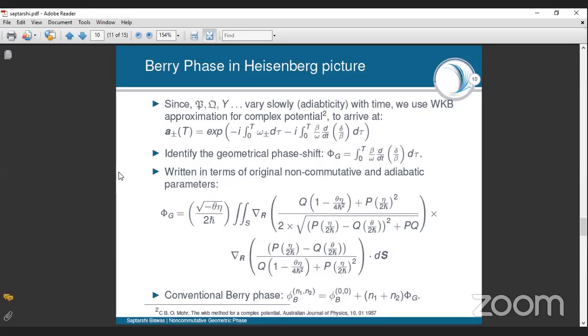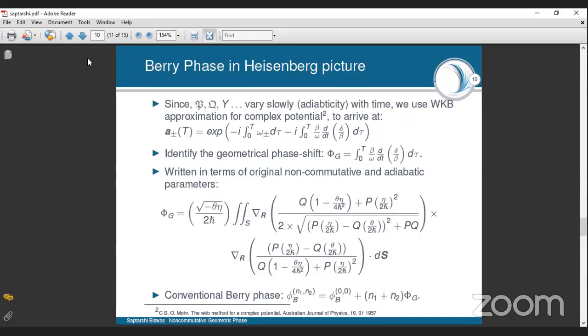Therefore, we say that if we don't have spatial or momentum non-commutativity, that is, either theta is zero, then the geometric phase vanishes. So we only have a non-trivial geometric phase when there is non-commutativity among all the phase space variables.